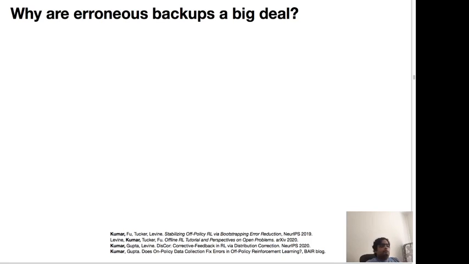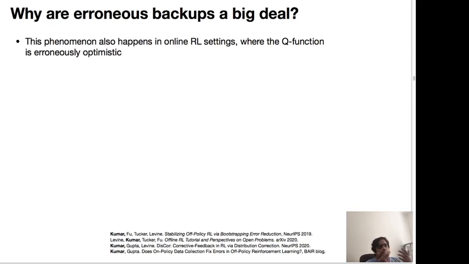So now we may ask ourselves, why are such erroneous backups such a big deal? And in particular, why is this problem so specific to offline RL settings? This problem should also happen in online RL settings, where the Q function would be erroneously over-optimistic. And you've seen such scenarios. For example, you've seen DQN to double DQN. The reason double DQN was developed was to prevent this erroneous over-optimization problem in Q learning. So why is it really a problem with offline RL?